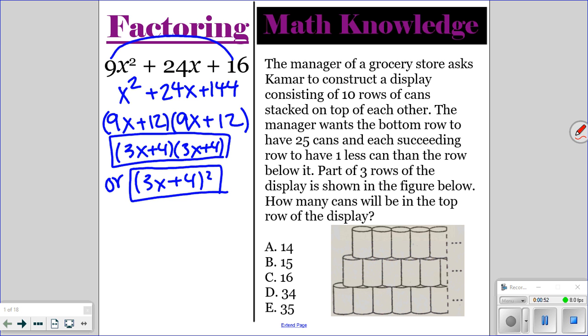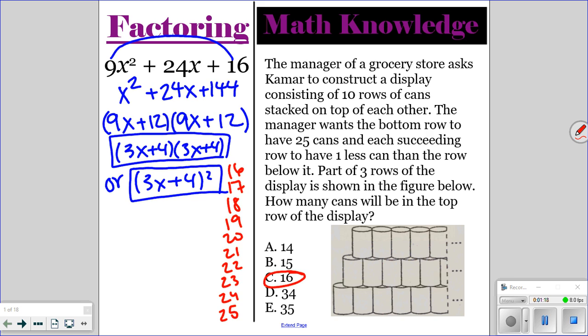For the math knowledge question, the bottom can has 25, and then we want to know how many is in the top row. And there are 10 rows, so that's 1 row, 2, 3, 4, 5, 6, 7, 8, 9, and row 10 will have 16. So that would be your answer.